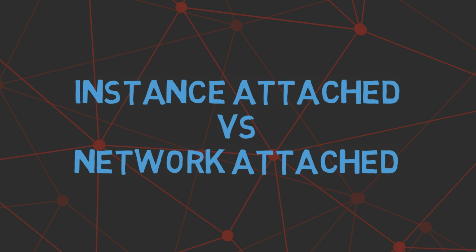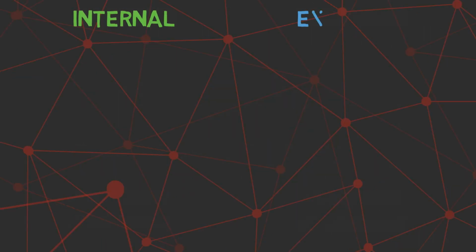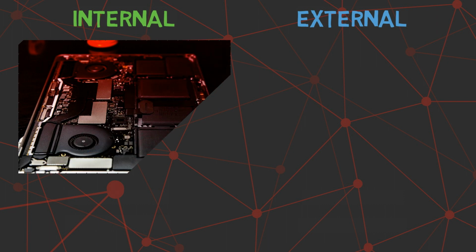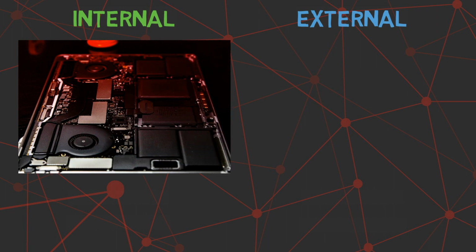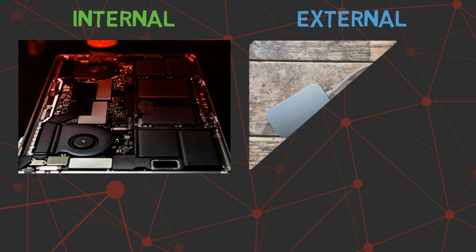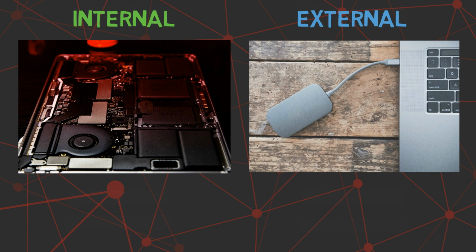Cloud block storage can be either instance-based or network-based. These are analogous to internal and external drives with respect to physical drives. With computers, we can have internal or external drives. An internal drive is built within the computer and is attached to the motherboard through a computer bus interface like SATA, whereas an external drive is connected from the outside through a cable like USB.